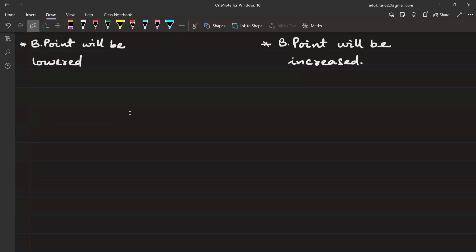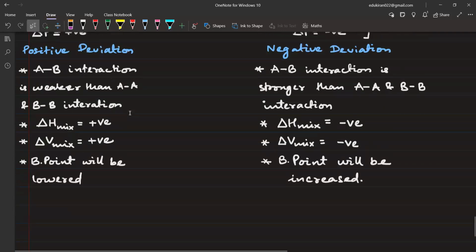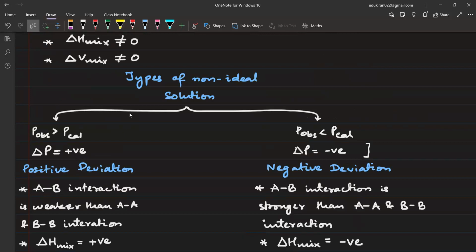Now, after this, there is a topic of azeotrope, and this azeotrope is completely related with the deviations from Raoult's law. So when we say types of non-ideal solution, this also means deviations from Raoult's law will be two things. Right? So there are two deviations. Let me write it here also: deviation from Raoult's law. So positive deviation, negative deviation. The two types of non-ideal solution.